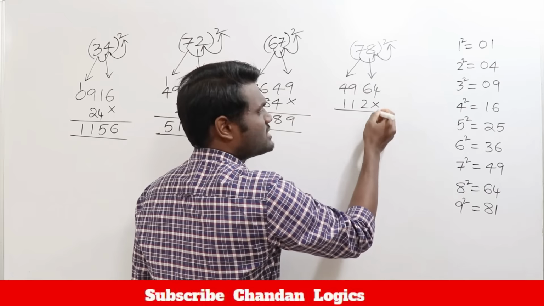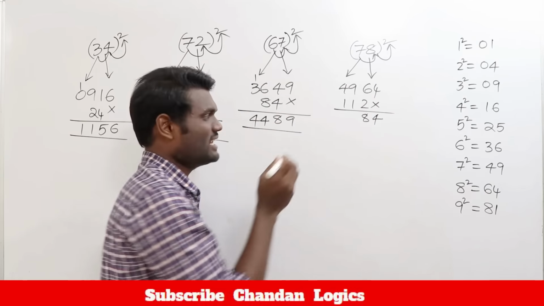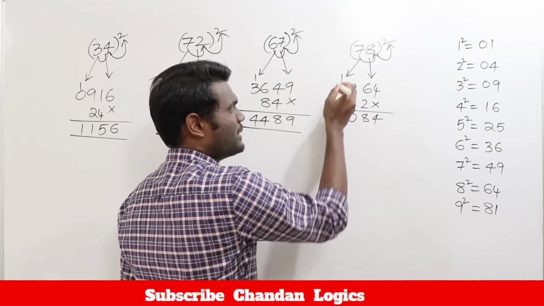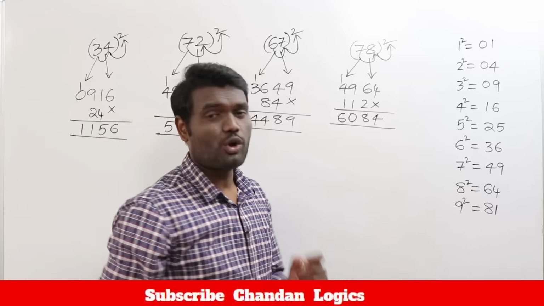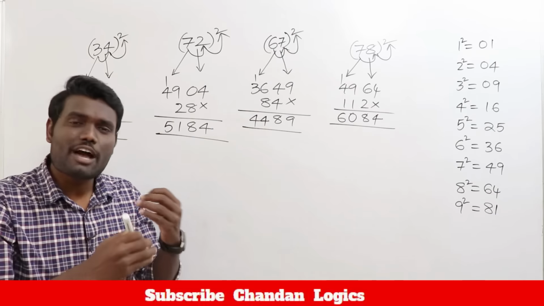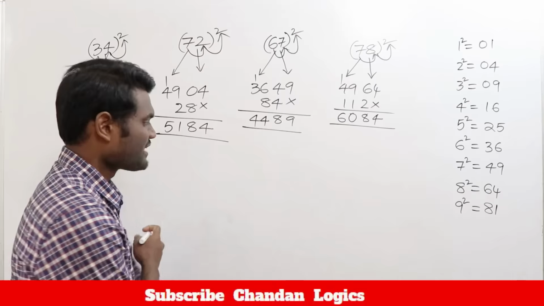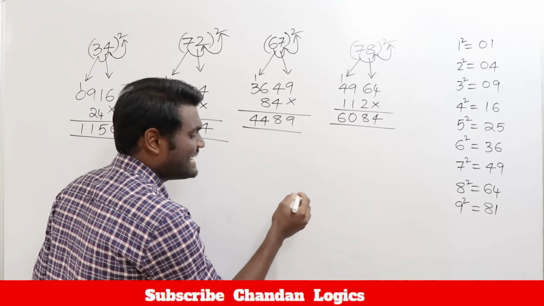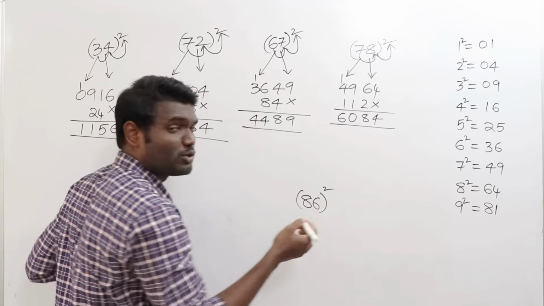Now add the numbers. This is 4. 6 plus 2, 8. 9 plus 1, 10. So write 0 and carry 1. 1 plus 4, 5. 5 plus 1, 6. Now this will be 6084. This is how you'll follow it for all the numbers. Let us look at one more example, 86 square. Same procedure.